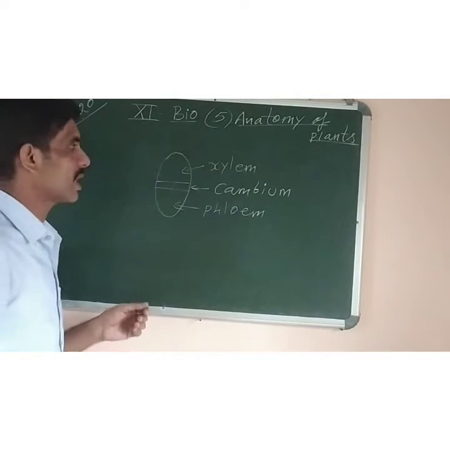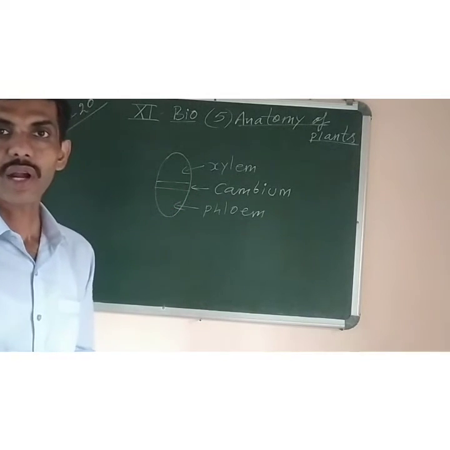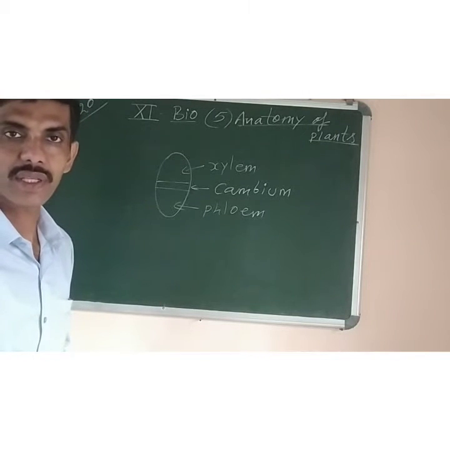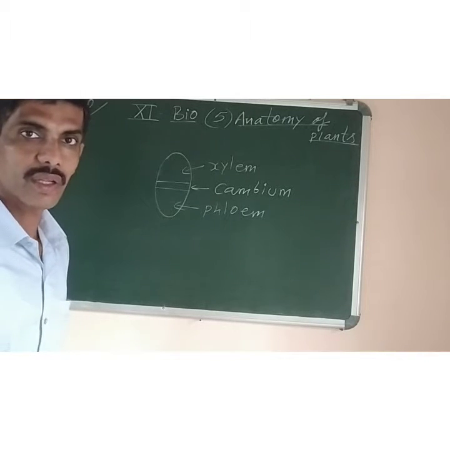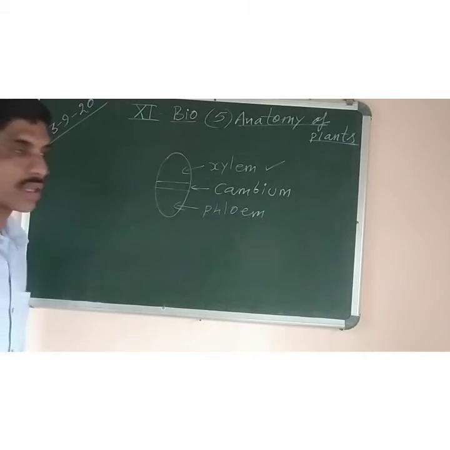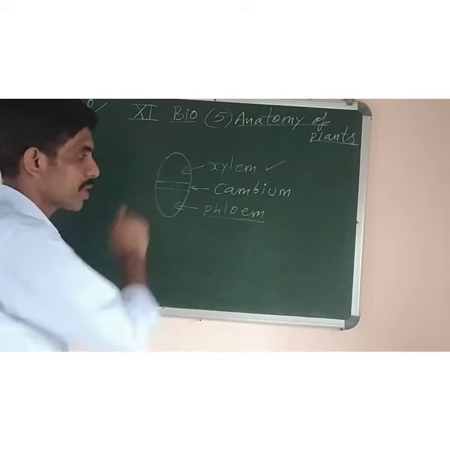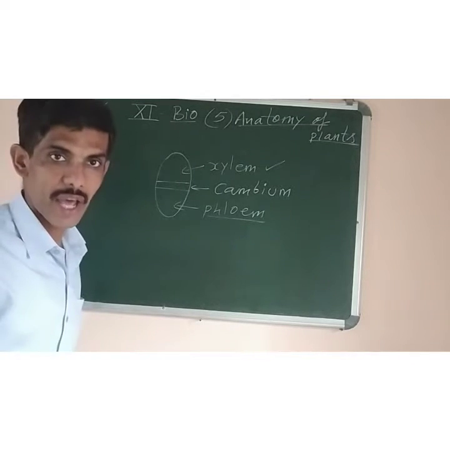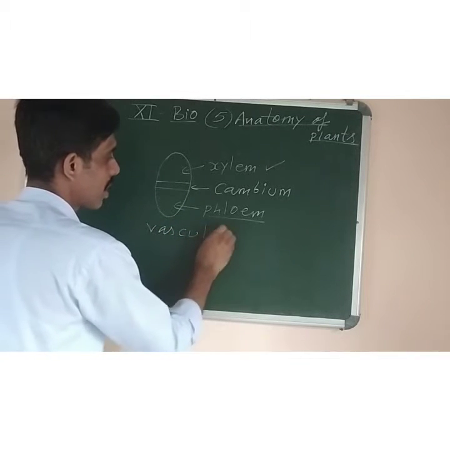Together this structure, in which xylem and phloem both are present, is called the conducting tissue. Conducting tissue, or vascular tissue, is the one which helps in the conduction of water and minerals along with the food molecules. Water and minerals are conducted by xylem tissue. The food molecules are translocated from the leaves to all parts of the plant through the phloem tissue. Similarly, from all parts of the plant, the food can be translocated through the phloem tissue. So this is a diagram of one vascular bundle.